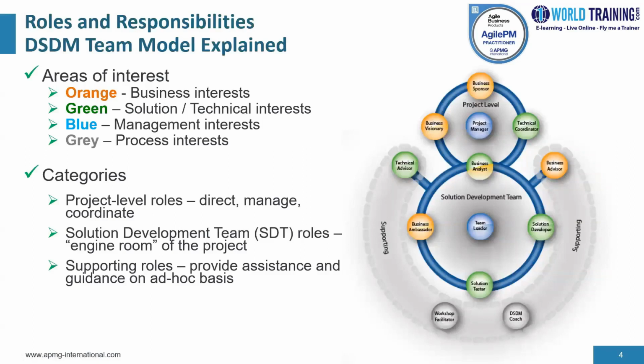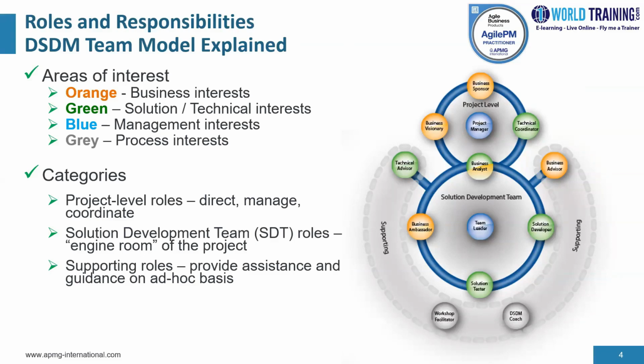So here on this particular slide, we have the DSDM team model explained. Now, on the right side, if you see, there is a diagram. And the color scheme in the DSDM team model diagram is as follows. Orange color represents business interests. These are roles representing the business view. So typically, it is a project sponsor, the business visionary, business advisor, business ambassadors, and a part of the business analyst role would border on the business interests.